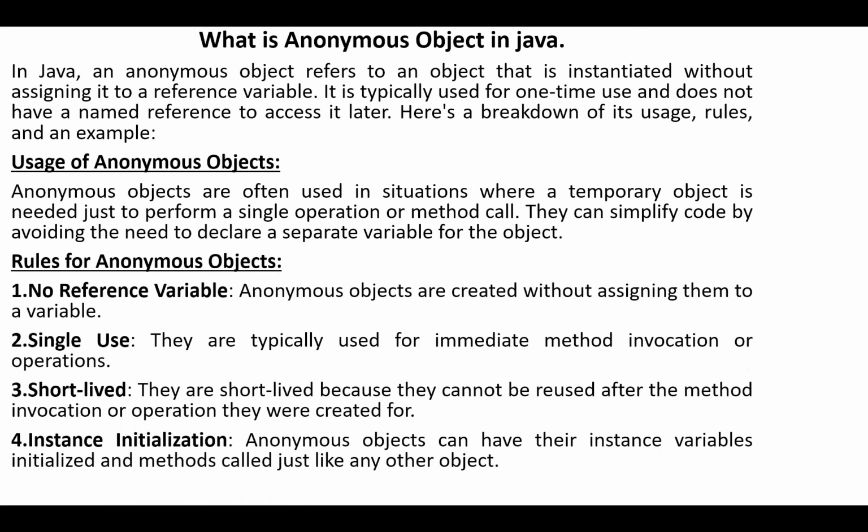Rules for anonymous object. No reference variable: anonymous objects are created without assigning them to a variable. Single use: they are typically used for immediate method invocation or operation. Short-lived: they cannot be reused after the method invocation or operation that they are created for. Instance initialization: an anonymous object can have its instance variables initialized and methods called just like any other object.